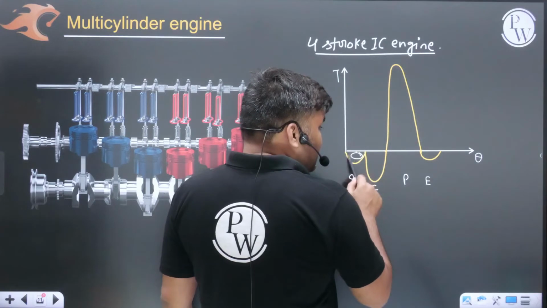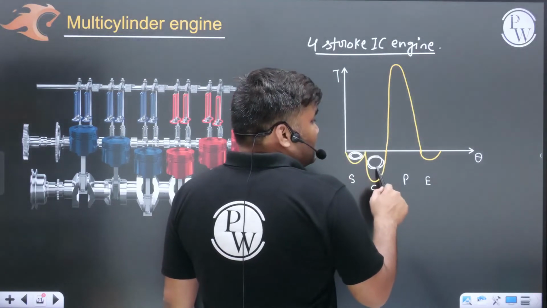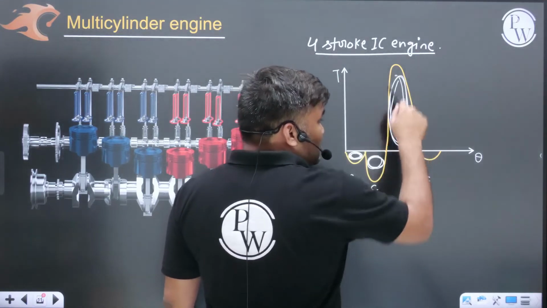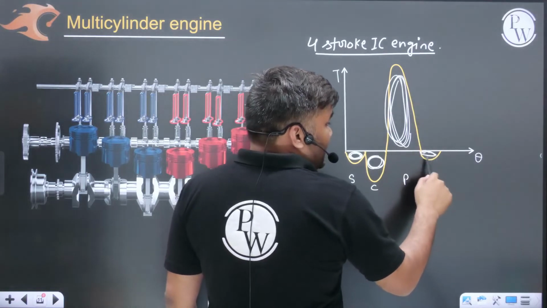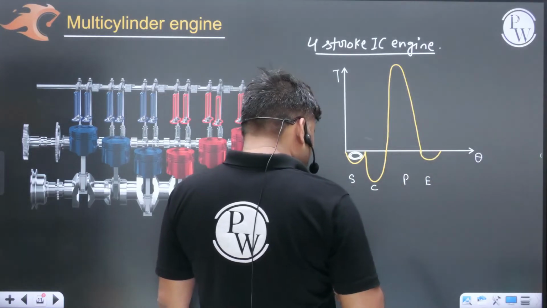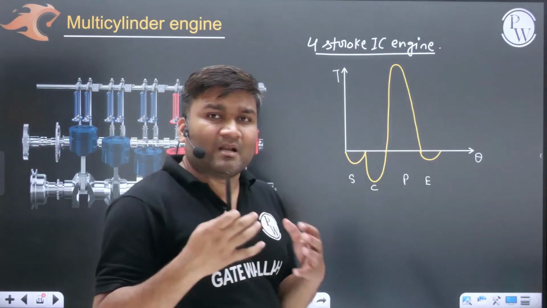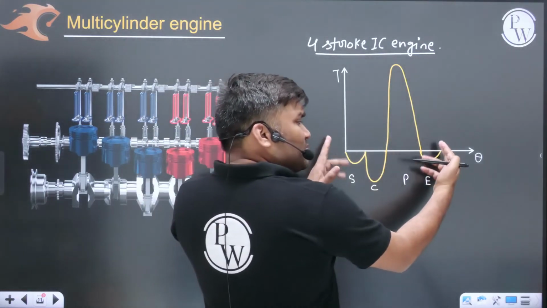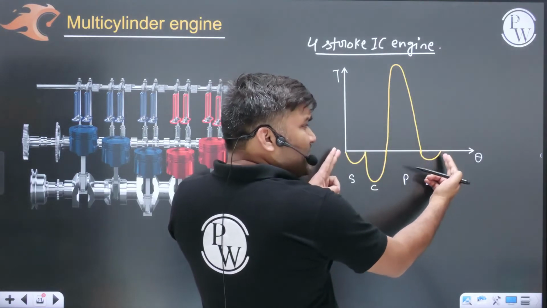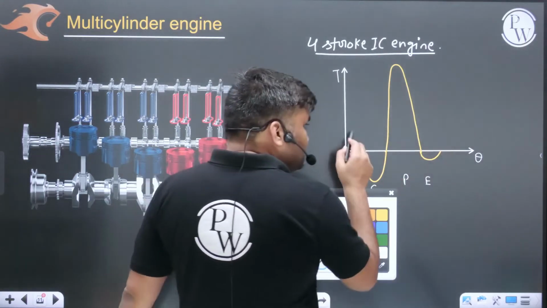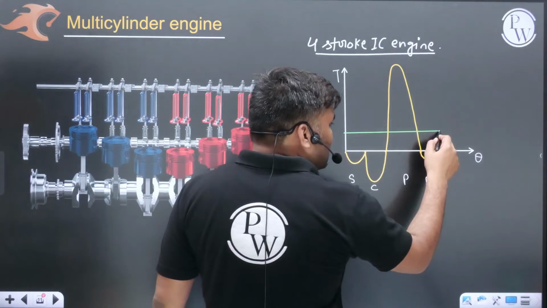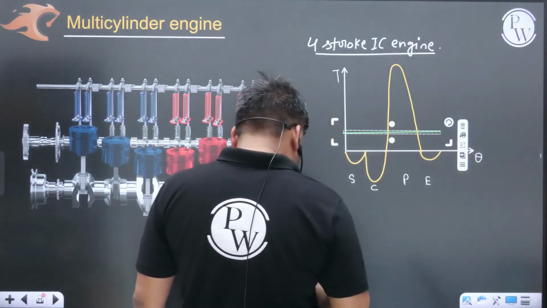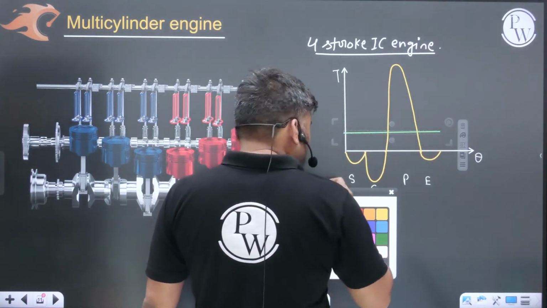Total amount of energy, sir, this negative energy, positive energy, huge amount of power developed, negative energy. Take the summation of all these areas, you will get the total work done. You will get the total work done, and total work done divided by the time period of the cycle, you will get the mean torque. This is the mean torque. Getting my point? This is the mean torque.